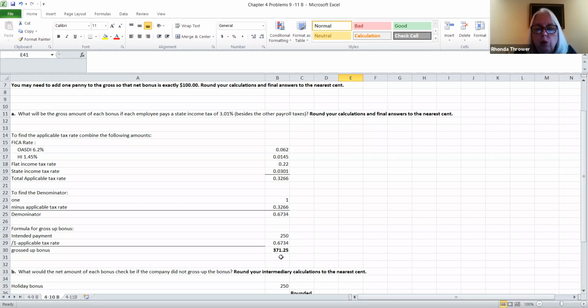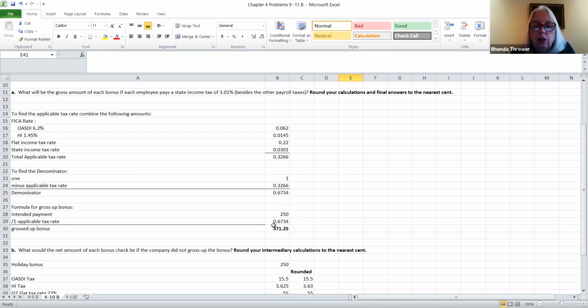$371.25. In other words, if I want my employees to take home $250, I have to pay them $371.25, because by the time the taxes are deducted, you have to make this amount larger than your bonus amount. So this is how you calculate the grossed up amount in order to give the employees a net amount of $250 for their bonus. This is what we'd have to put in.